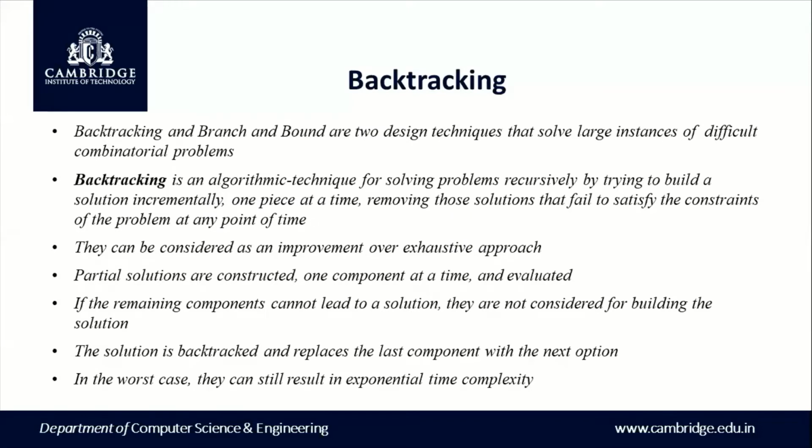Now, backtracking and branch and bound both are design techniques that will solve large instances of difficult combinatorial problems. What are combinatorial problems? We have already come across combinatorial problems in earlier modules. Combinatorial problems are a class of problems in which, if you are given a finite set of objects, the aim is to select a set of objects towards building the solution without violating the problem's constraints.